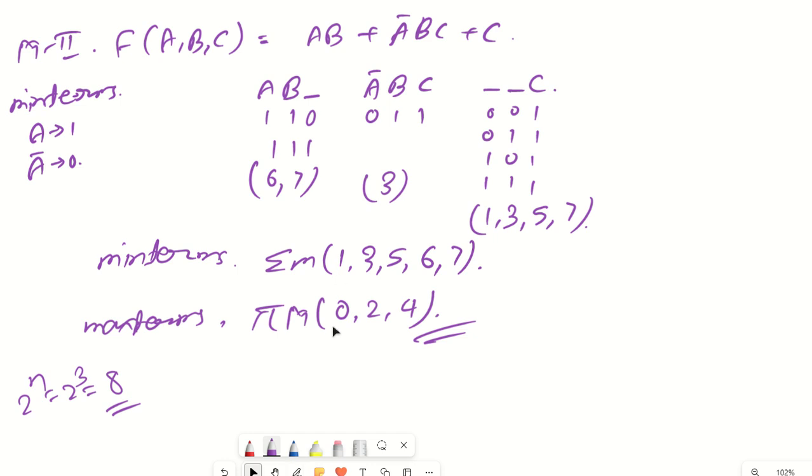Let us take another question and we will try to understand. So let us say we will take now POS form. This was actually in SOP form, summation of products. So this was product and sum of all the terms. So now let us see some questions based on product of sums.